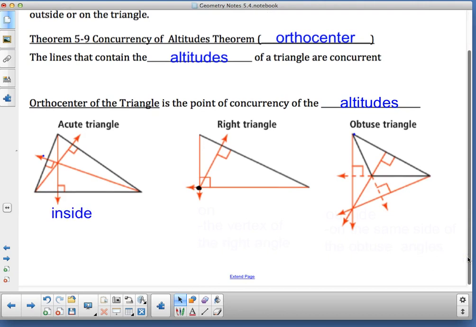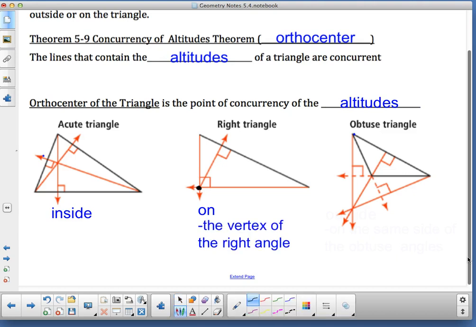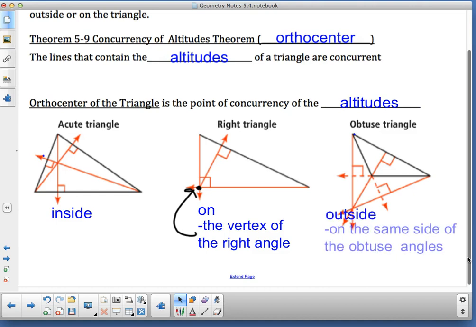Location of a right triangle's orthocenter. On every right triangle, the orthocenter is on the vertex of the right angle. It is right there, that vertex point. They all meet right there. And in an obtuse triangle, the orthocenter is outside the obtuse triangle on the same side as the obtuse angle. On the same side of the obtuse angle.